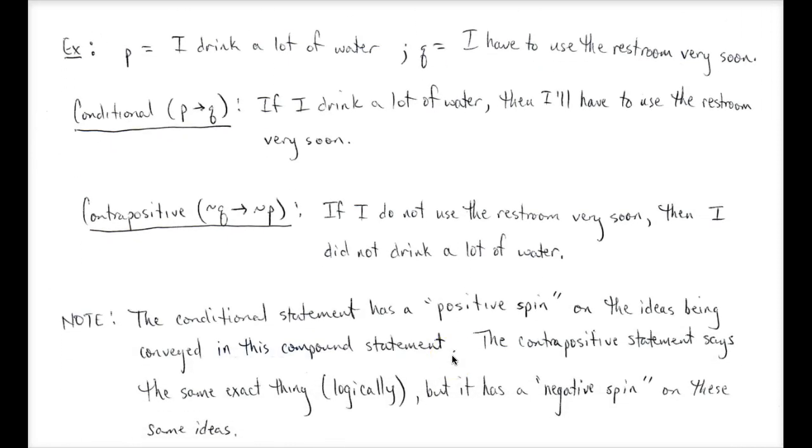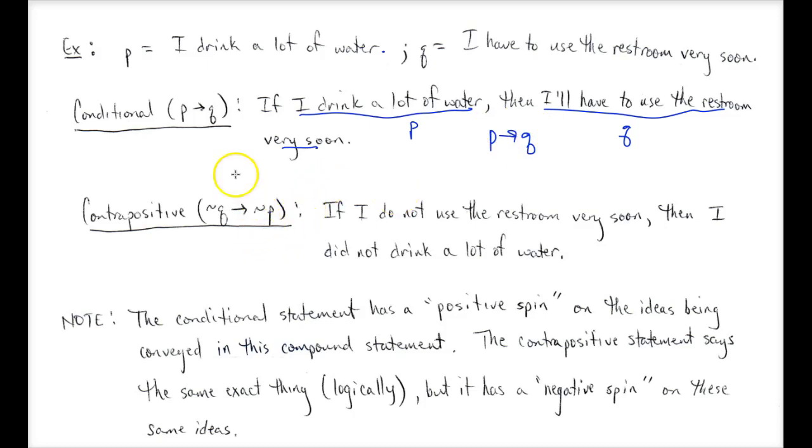So let's say we have two single statements slash ideas. One is I drink a lot of water. The other one is I have to use the restroom very soon. So to be formal, let me go ahead and put a period right there. So if we take these statements and order them conditionally, then it will look like if I drink a lot of water, then I'll have to use the restroom very soon. That would be Q. So this can be looked at as if P, then Q.